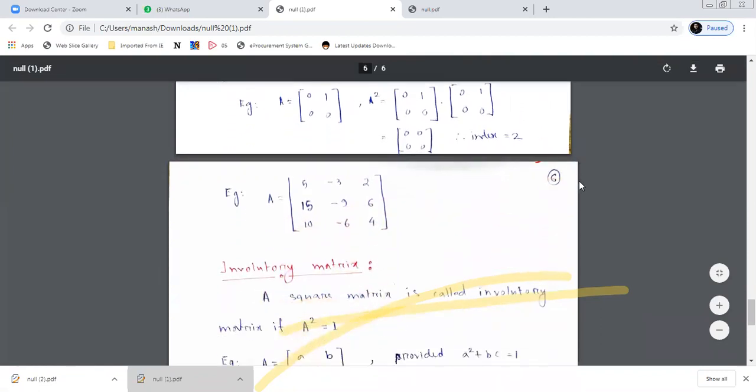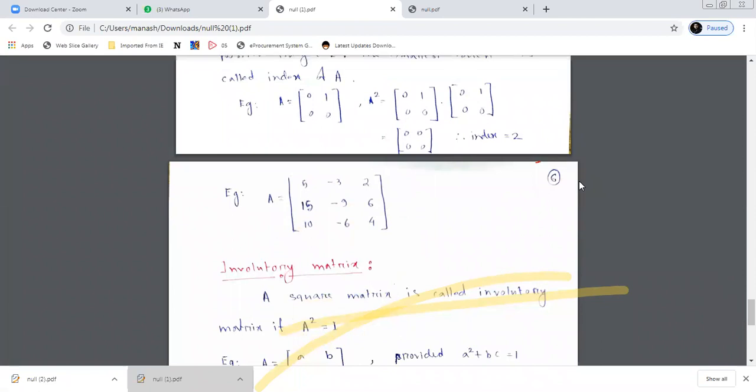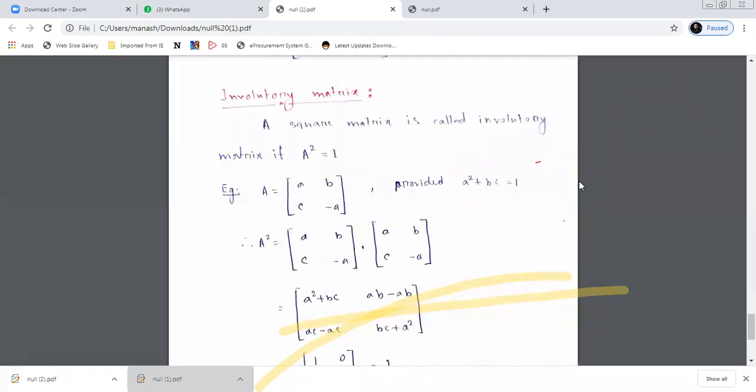So I give one example here. This A, you try to solve yourself. At first find out A square. If it is not equal to 0, then find out A cube, and proceeding in this way, you will get the index of the matrix. That means suppose you got A cube equal to 0, then index will be 3. If you got A to the power 4 equal to 0, then index will be 4. Okay. In this way. Now it is the involutory matrix.